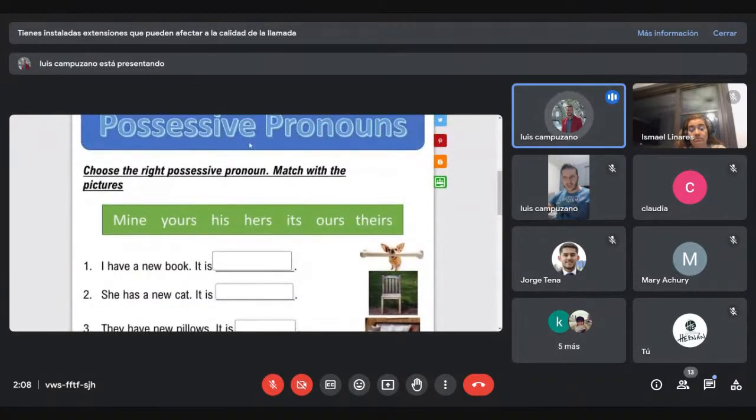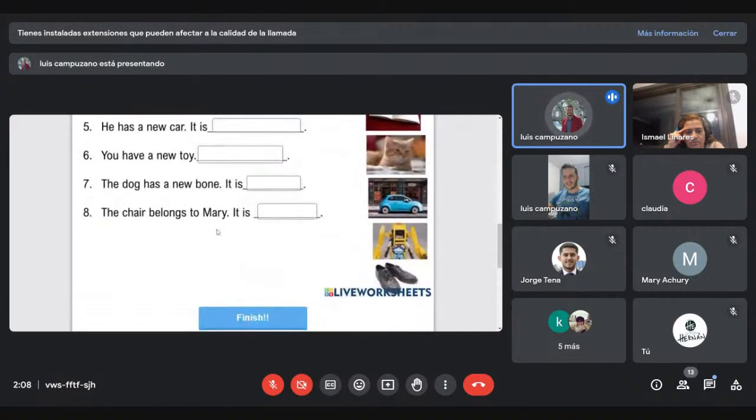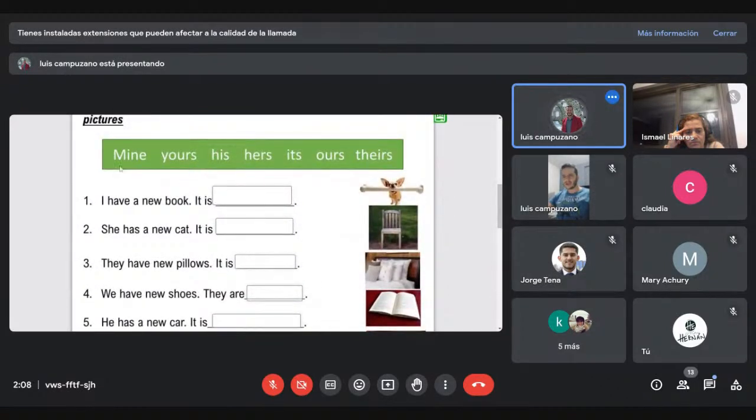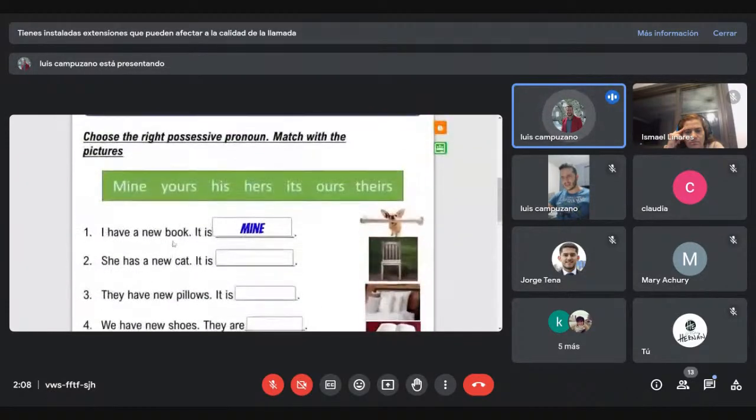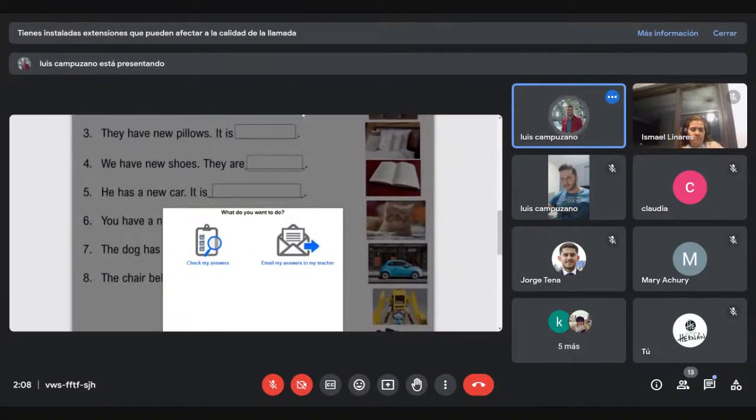So we're going to do one exercise, only one for this one. And here we have some sentences. We have 8 sentences. And I want you to look at the possessive pronouns here. Be very careful with the subject. What is the subject? I have a new book. It is mine. Why do we use mine? We use mine because estamos hablando de yo, del mío, right? We're talking about the possessive pronoun of I. So we're going to do that for these sentences here. Here are your options. And you're going to press finish and then check my answers.